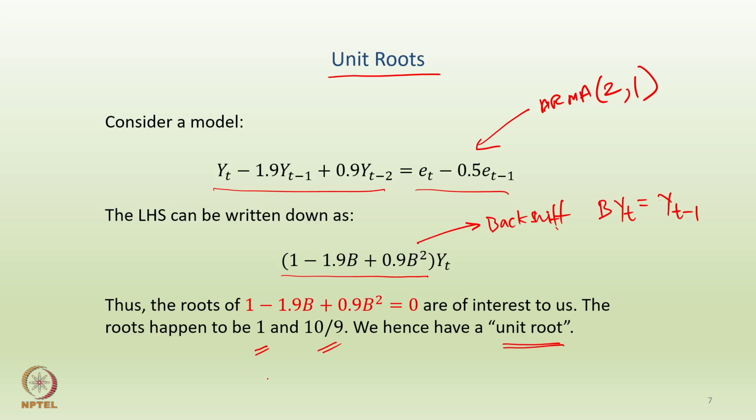Whenever one of these roots is 1, because this can be extended up to many more lags depending on the autoregressive order, if one of the roots of such a polynomial happens to be 1, that root is called a unit root. Now, why exactly is studying unit roots important? We will study that in the next slide.